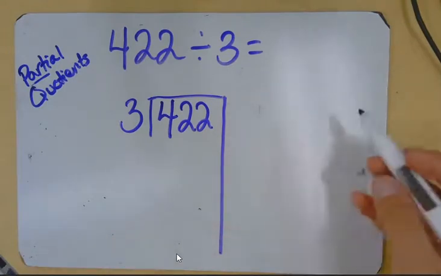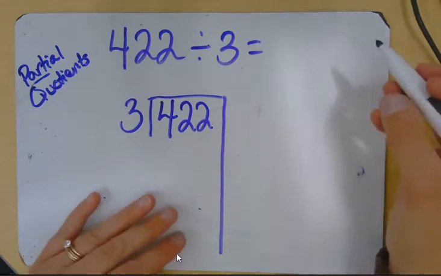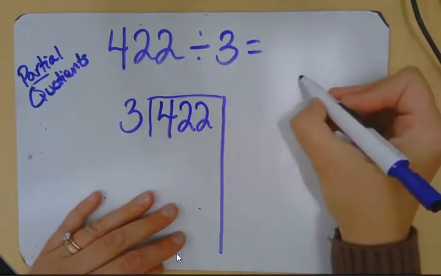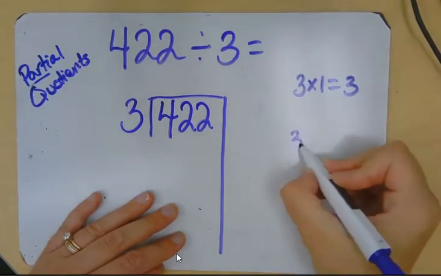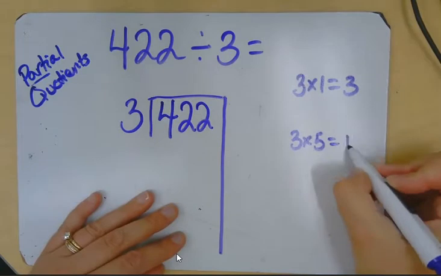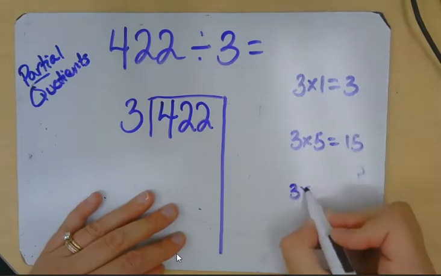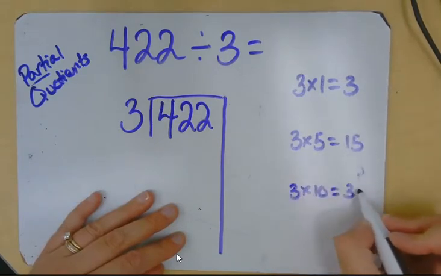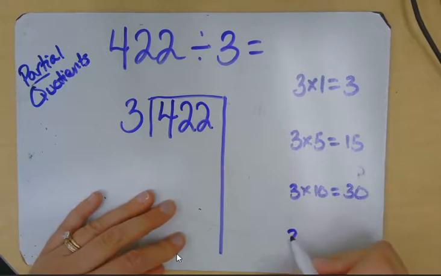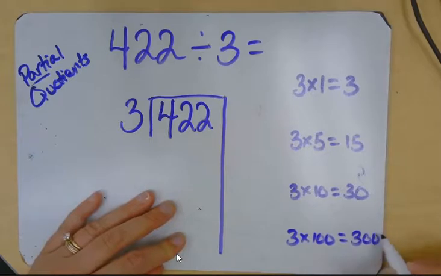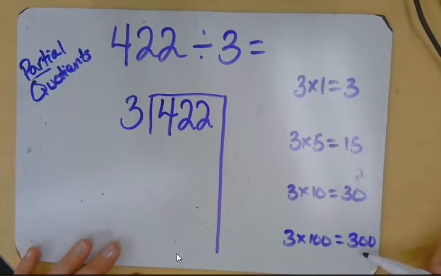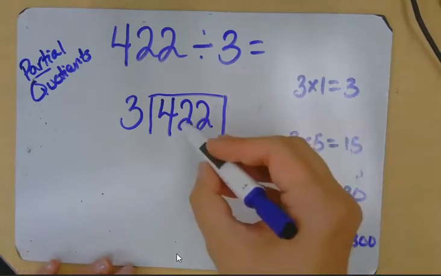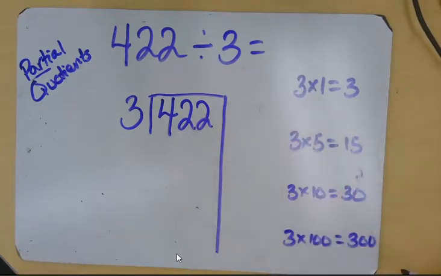The next thing I'm going to do off to the side is write down facts I know for 3. 3 times 1 is 3. 3 times 5 is 15. 3 times 10 is 30. I'm even going to go to 3 times 100 is 300. And then I'm going to see, can I use any of these to start taking away from that 422?